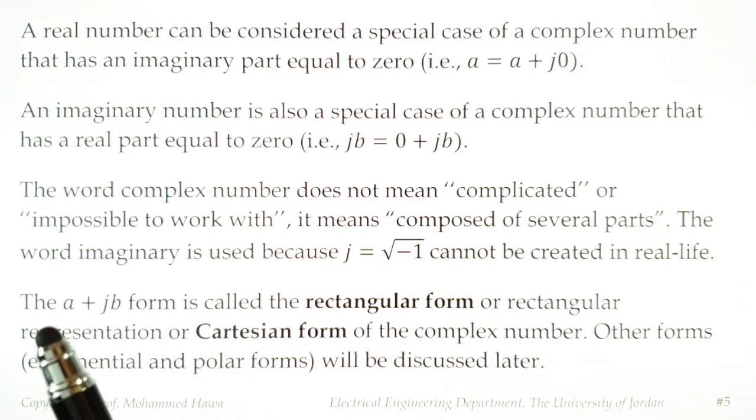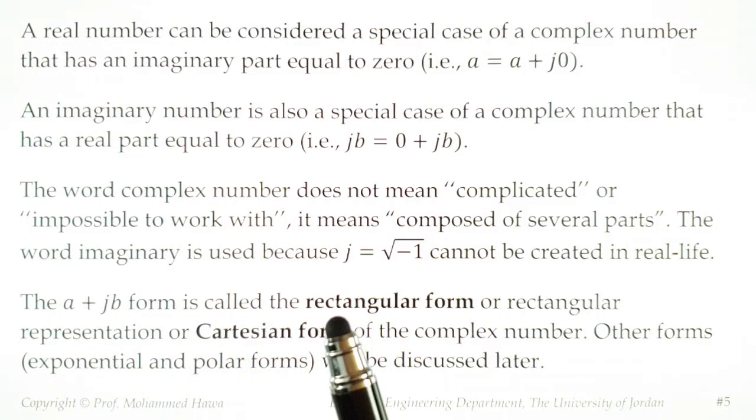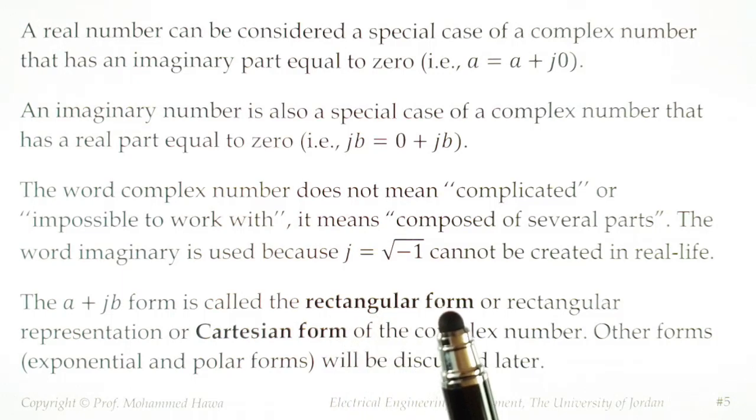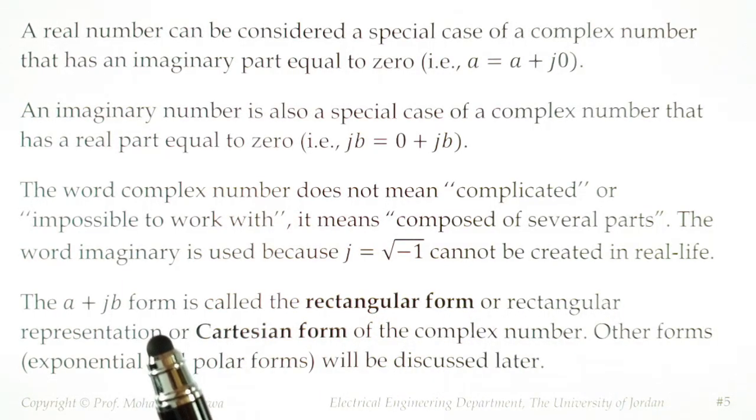If you write the complex number as the sum of real number a plus imaginary number jb, we say this complex number is written in the rectangular form, or we call this the rectangular representation, or the Cartesian form of the complex number. We have other forms like the exponential or the polar forms. They describe the same complex number, but they look slightly different versus the rectangular form.